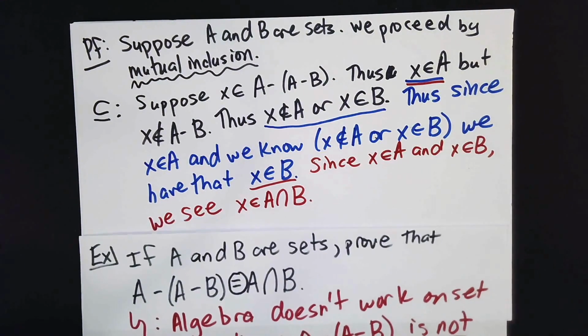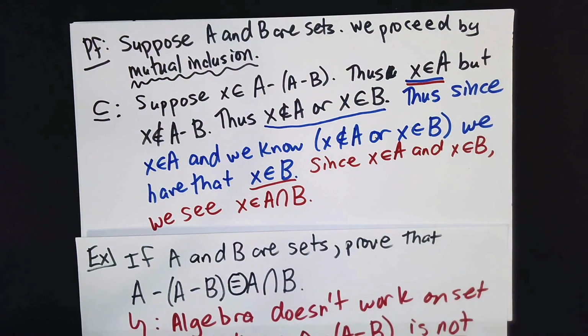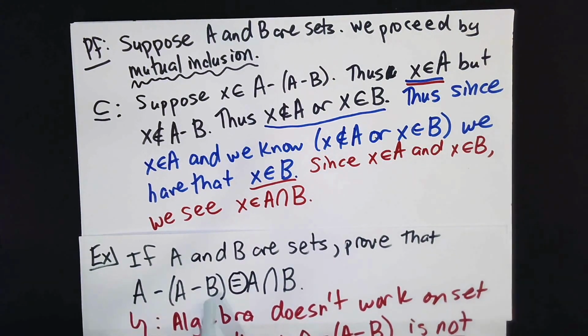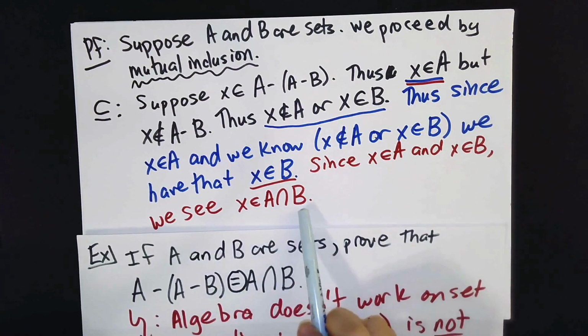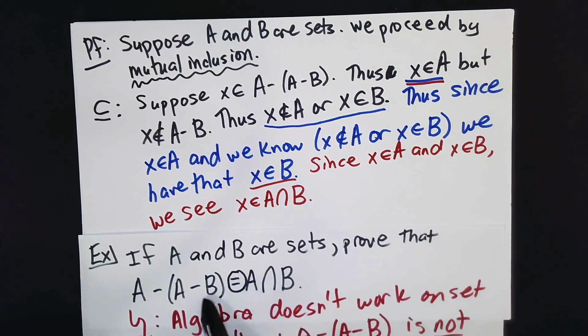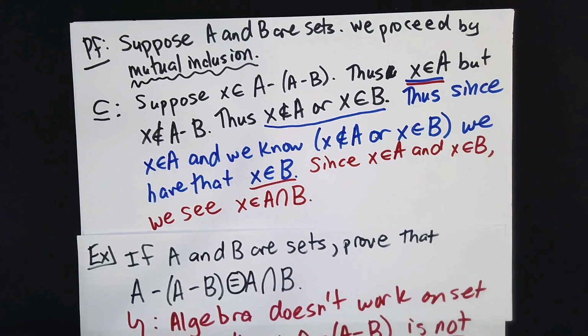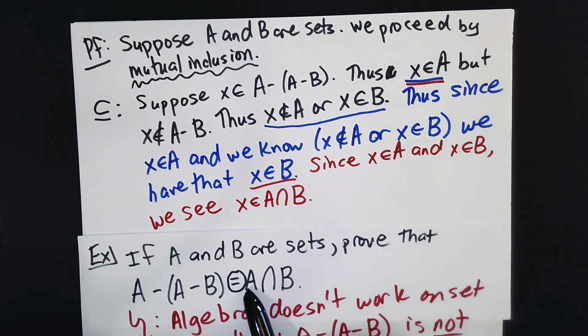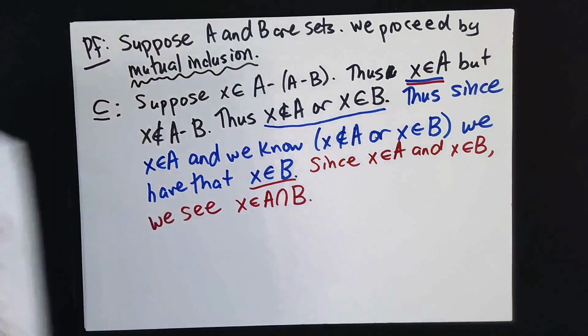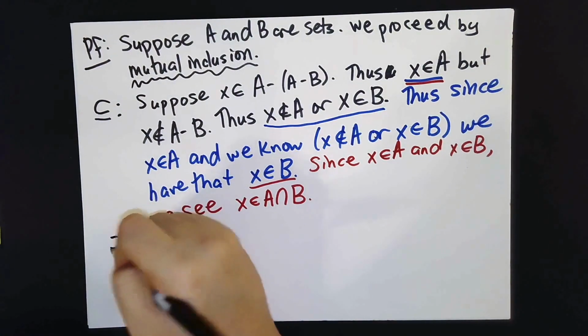Now, I have finished the forward inclusion. Namely, I've shown if I start with an element of A minus B, it always ends up in A intersect B. But remember, I'm not done, because the thing I'm trying to prove is that these two sets are equal. I now have to work the other direction. I now have to show that if x is in A intersect B, then x is in A minus B. So that is to say, I have to show this direction.